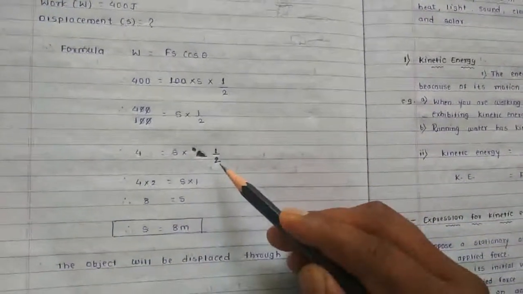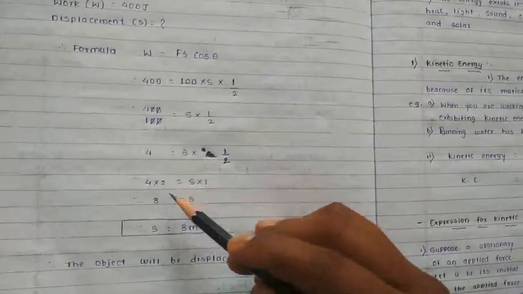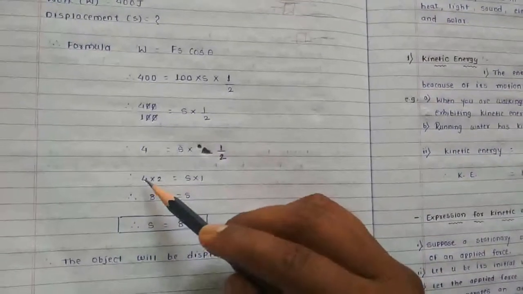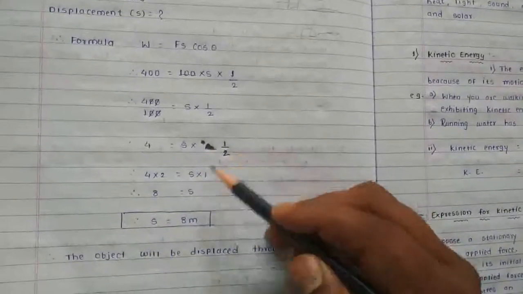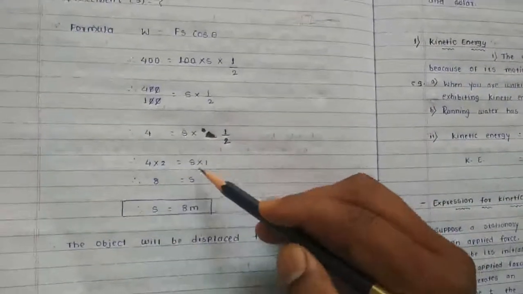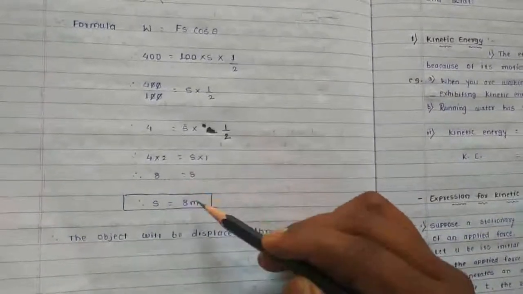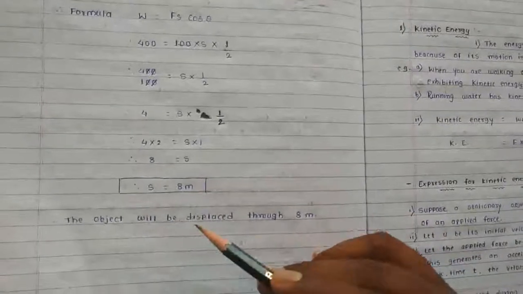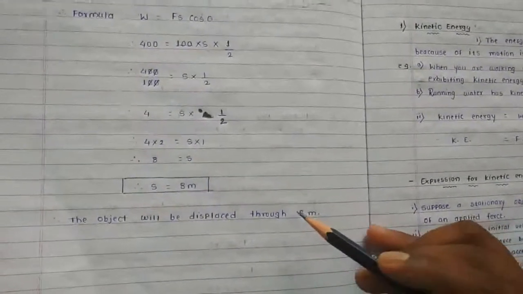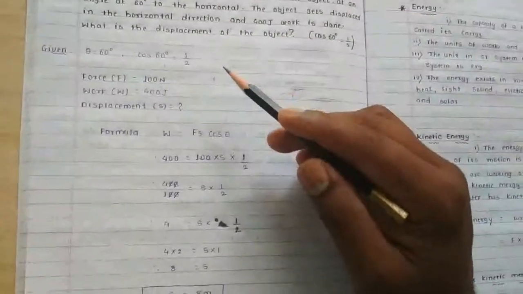Now this 2 is in the denominator on the right hand side. It goes on left hand side, so it becomes multiply with the 4. So 4 into 2 is equal to S into 1. 4 2s are 8. S into 1 is S. Therefore S is equal to 8 meter. Therefore the object will be displaced through 8 meter. So hope students you should understood these two solved examples.